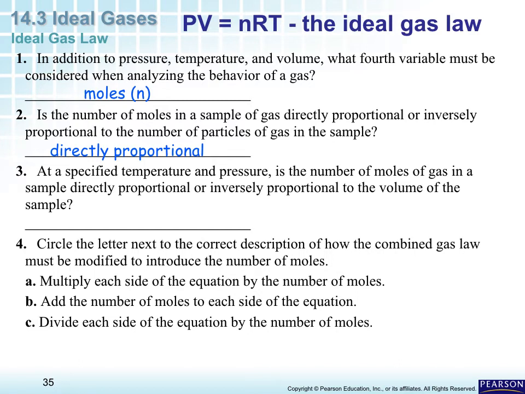Well, since V is on one side and n is on the other side, if V is 5 and n is 5, and V is 6, then n would be 6, so they're directly proportional, because when things are equal to each other on opposite sides of an equation, as one goes up, so does the other one.